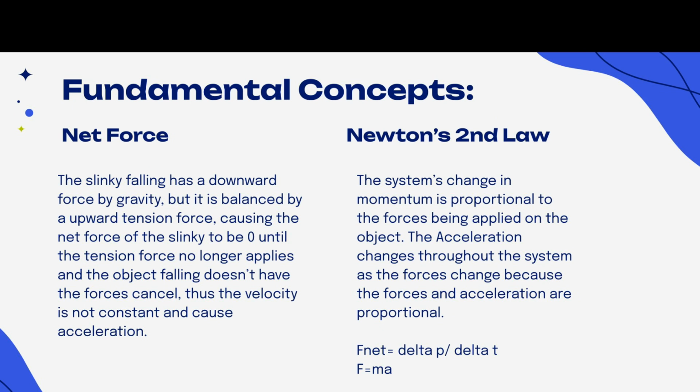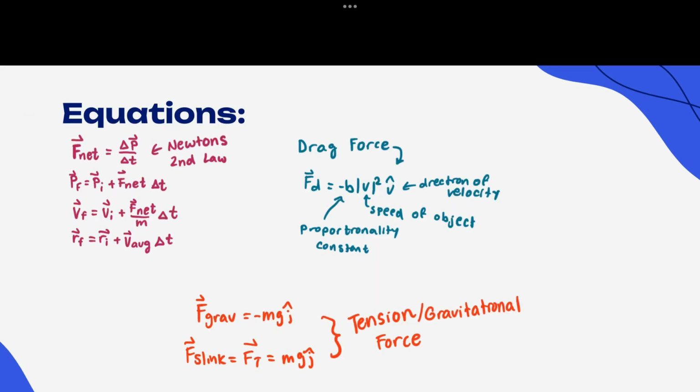It also uses Newton's second law because the system's change in momentum is proportional to the forces being applied on the object, and the acceleration changes throughout the system as the force changes because the forces and acceleration are proportional. We use the equations of Newton's second law, so F_net equals delta P over delta T, and also the velocity and position update formulas. We have the equation for drag force, and then also the force of gravity and the force of the tension, which works in the opposite direction of gravity.